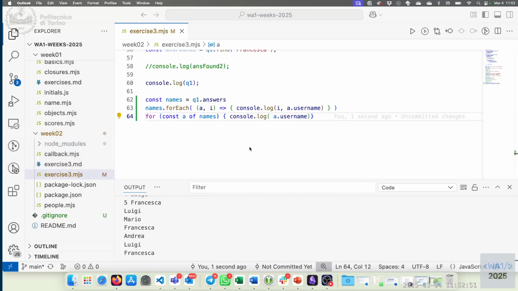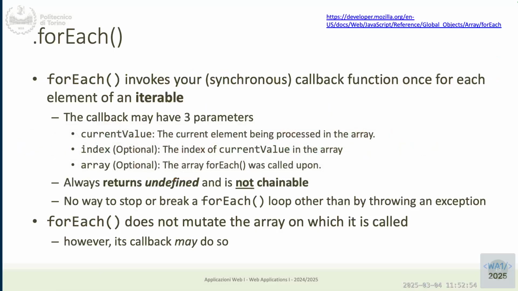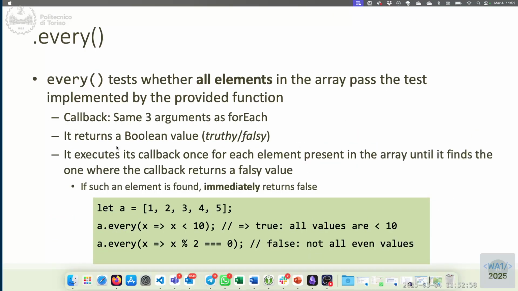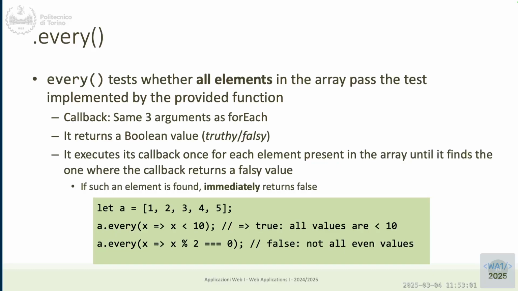The other methods are more useful. Where are they? The other methods are, two of them are Boolean methods. So they return a Boolean value, which is true or false depending on the result of a check of a Boolean expression over each element. So actually, every checks whether every element in the array satisfies a given property.